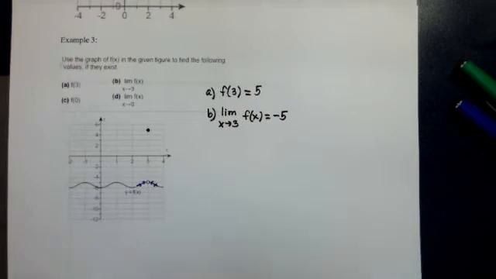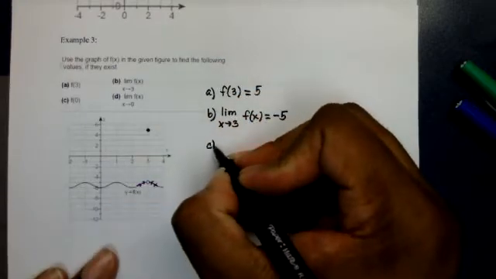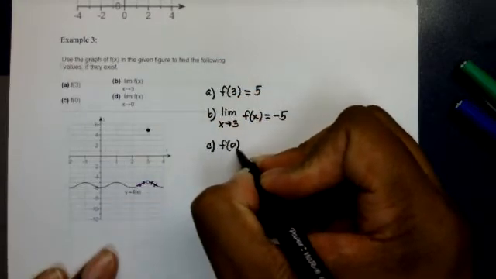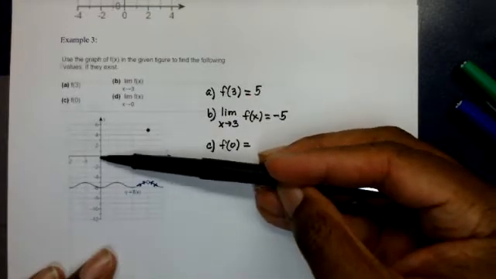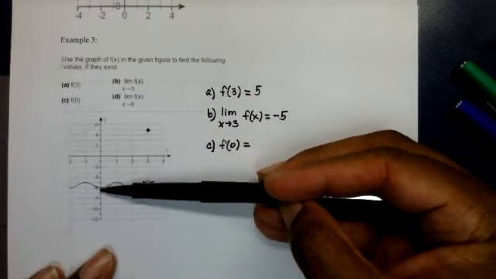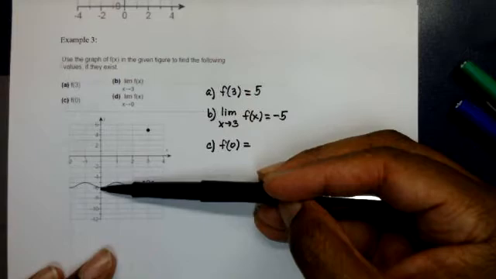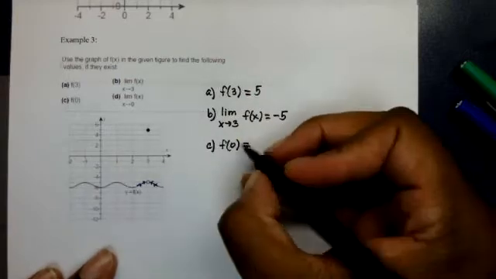Now part C, f of 0. Now at x equal to 0, its y value is right here, and it is at -6.